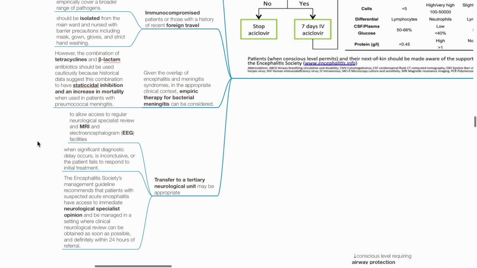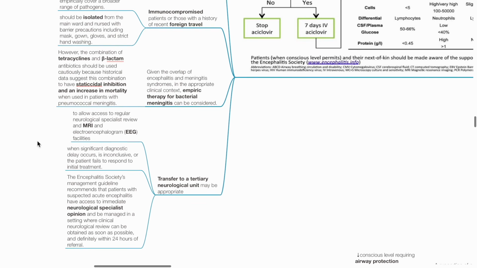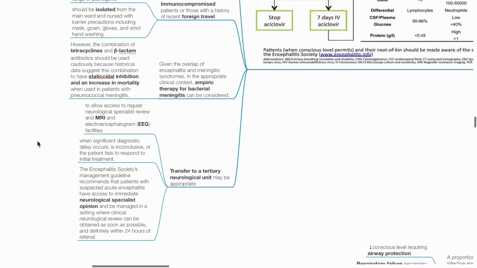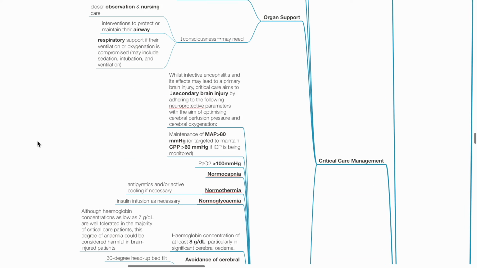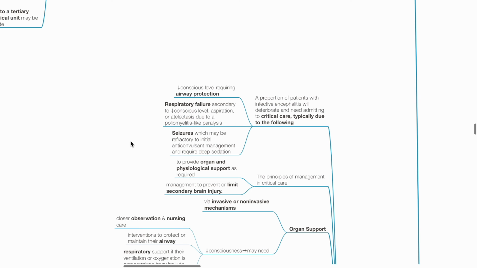Consider transferring the patient to a tertiary neurological unit, which allows access to regular neurological specialist review, MRI imaging, and EEG facilities. Various aspects of critical care management should be implemented. This includes assessment of airway, breathing, circulation, and neurology, and resuscitation as appropriate.